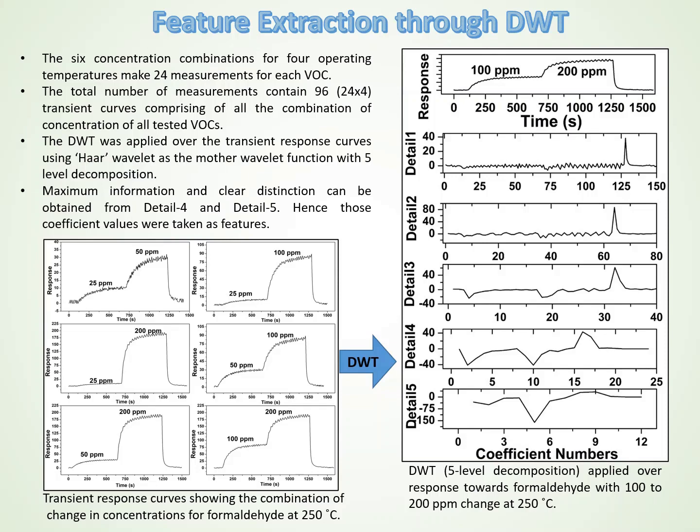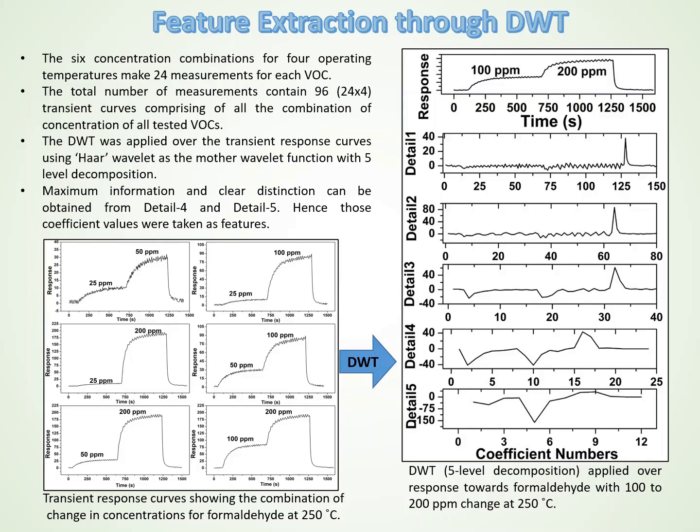Our objective is to detect successfully this change in the transient. Discrete wavelet transform is an efficient tool to detect these abrupt changes in the signal. Here we have applied Haar wavelet as the mother wavelet function with 5-level decomposition, which was found empirically. In the figure on the right-hand side, you can see detail 4 and detail 5 contain maximum information with clear distinction. So these coefficient values were taken as features.